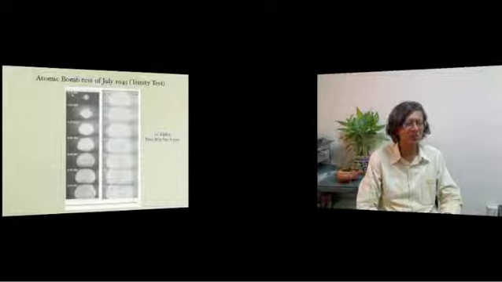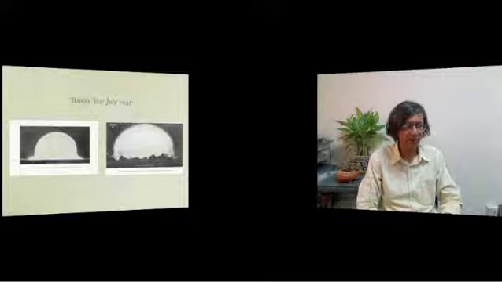These pictures were published in a paper in the Proceedings of the Royal Society by Geoffrey Taylor. And the next slide will show you how the blast wave was completely spherical until it reached the ground level, and then the lateral movement of the blast wave was somewhat slower.